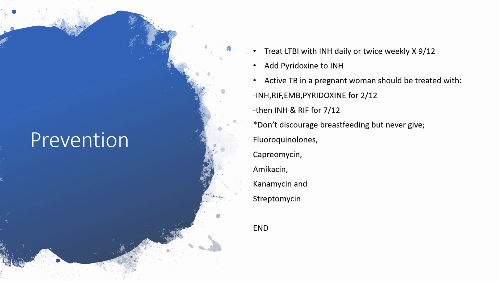Active tuberculosis in a pregnant woman should be treated with INH, rifampicin or rifampin, ethambutol and pyridoxine for 2 months. Then INH and rifampicin for the next 7 months. Don't discourage breastfeeding, but please don't give pregnant women fluoroquinolones, including breastfeeding women. Don't give them fluoroquinolones. Capreomycin, amikacin, kanamycin, and streptomycin should be kept off the table for them.